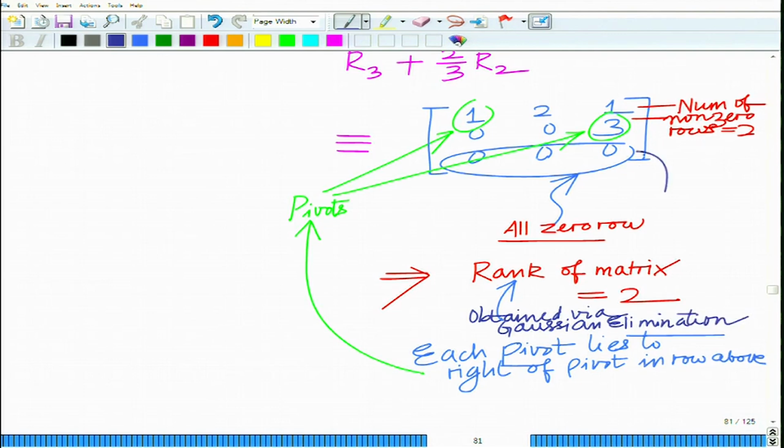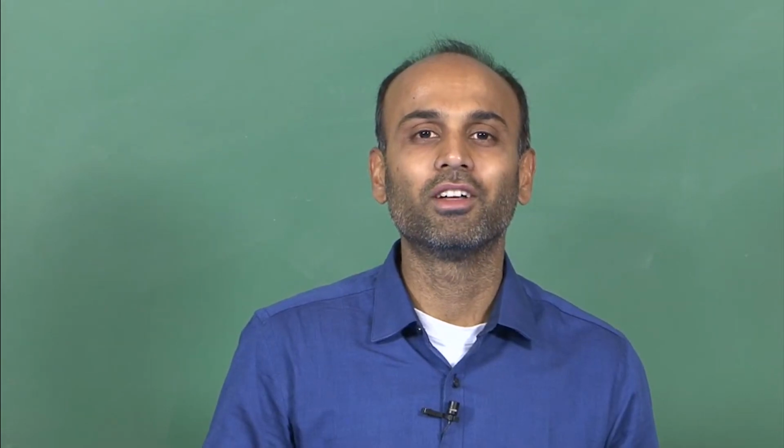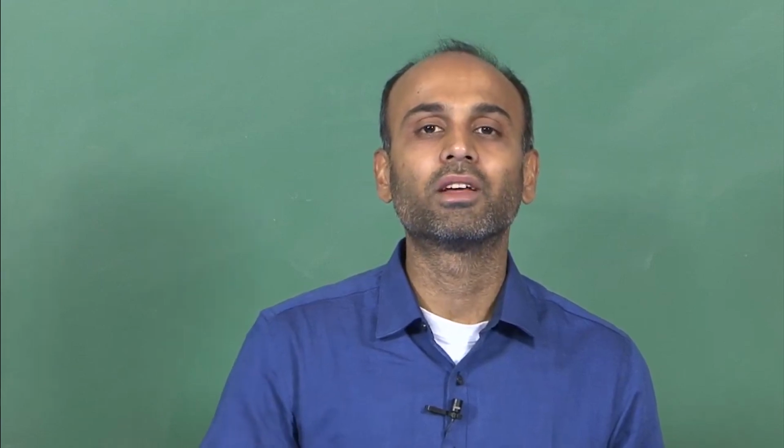This is the echelon form of this matrix, and this is how the simple procedure of Gaussian elimination using pivoting can be used to determine the rank of the matrix and reduce it to the echelon form. And this is also very helpful, makes it much easier to solve a system of linear equations. We will stop here.